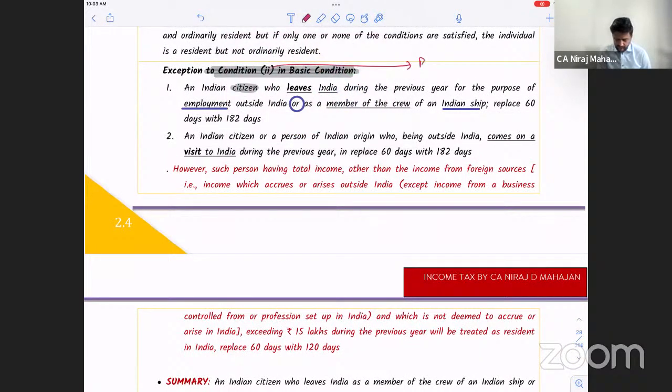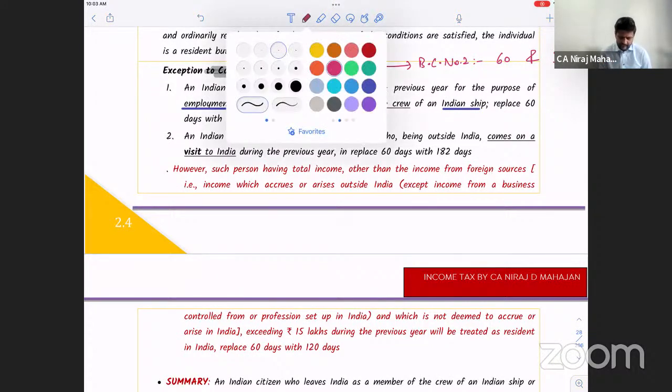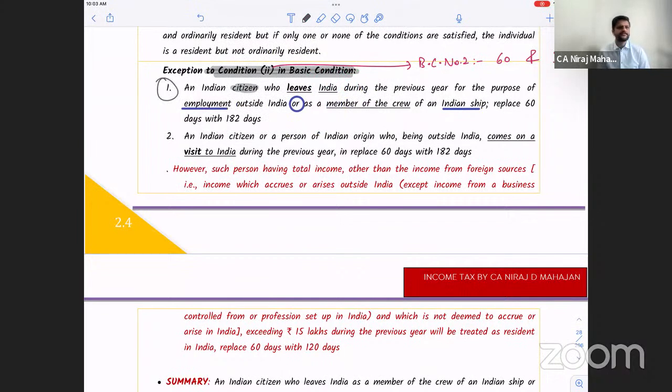What is my basic condition number 2? Tell me. Can I write 60 and 365? Fine. 60 days in the current year and 365 in the last 4 years. Okay, correct. They are saying that if this is the case, an Indian citizen who leaves India, for what purpose? To get a job outside India.